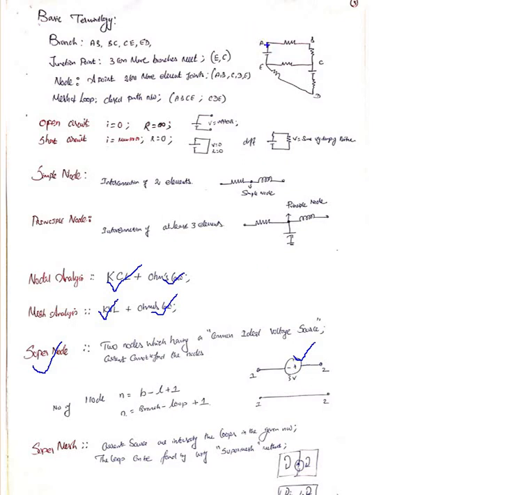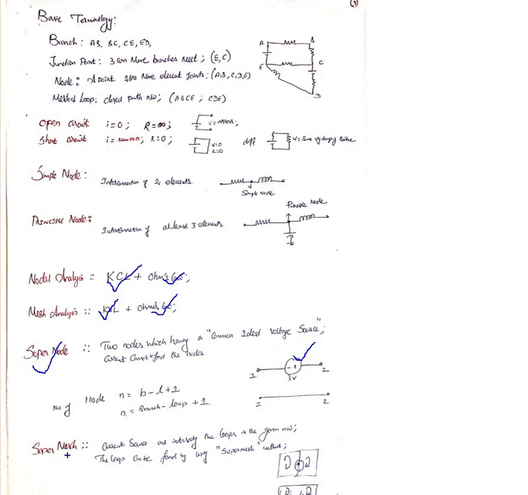See here, between the two nodes, A and E are nodes. Between A and E, what is there? A voltage source is present. So A and E are the two nodes, and between the two nodes, if a voltage source is present, that is called a super node.